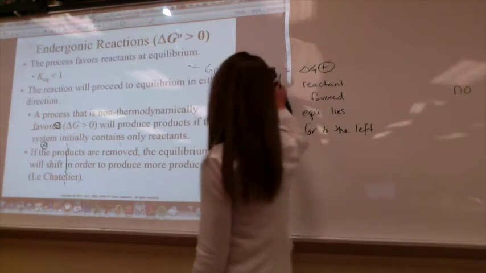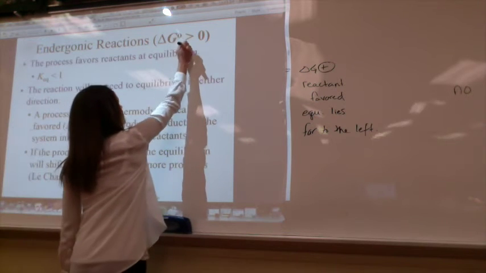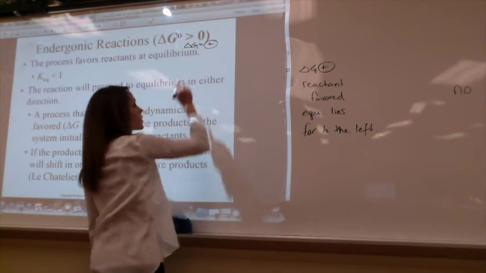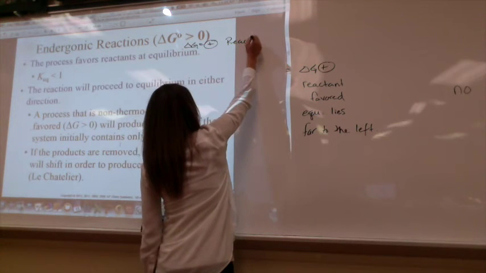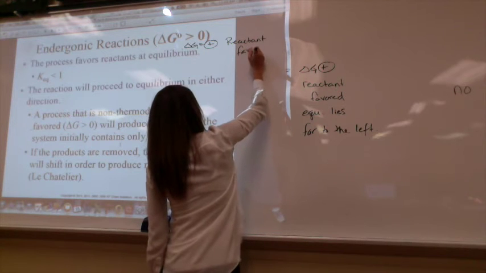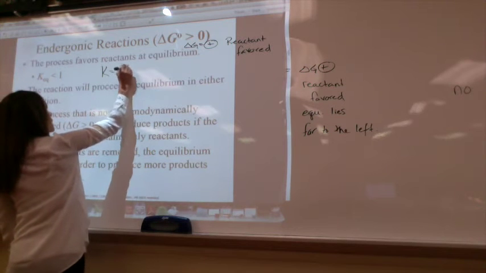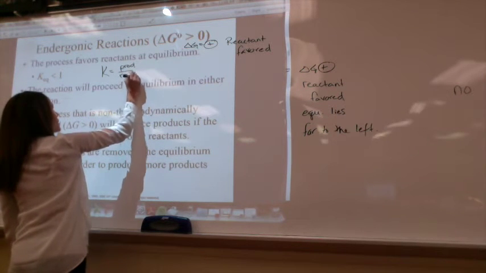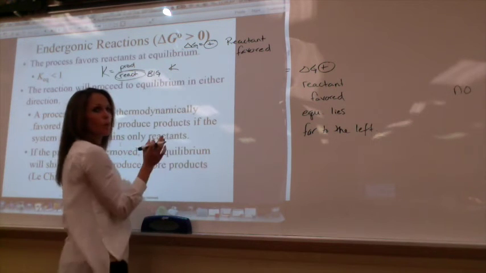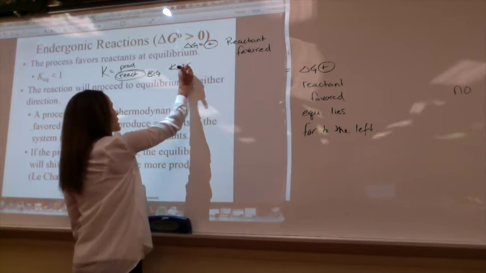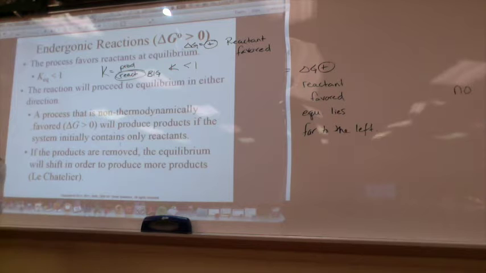So for a process that is positive, if delta G is positive, what does that mean to us? That it's not spontaneous and that it's reactant favored. If it's reactant favored, then our K value here, we always write products over reactants so that we can see that. That means that it's reactant favored, this is big, and then K will be a small number because your denominator is large. So K is less than 1. Do you see how you relate them?